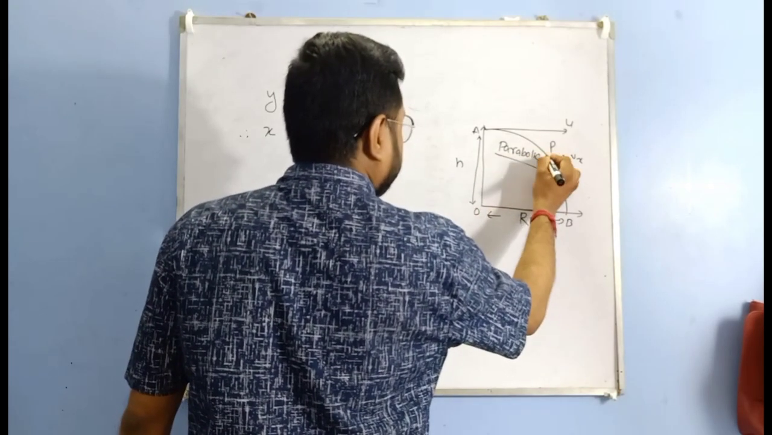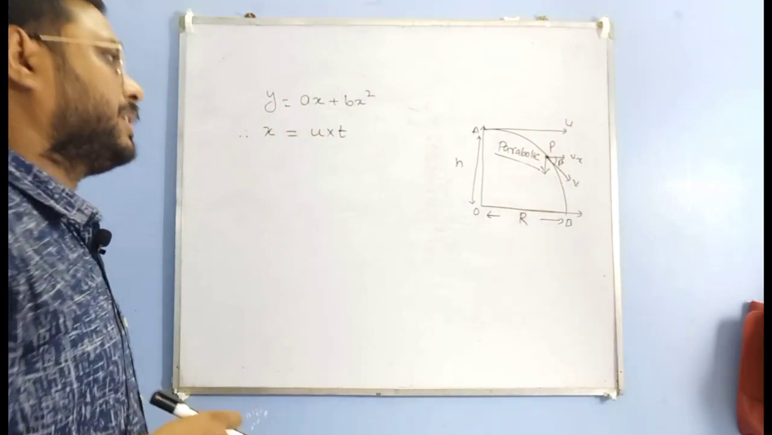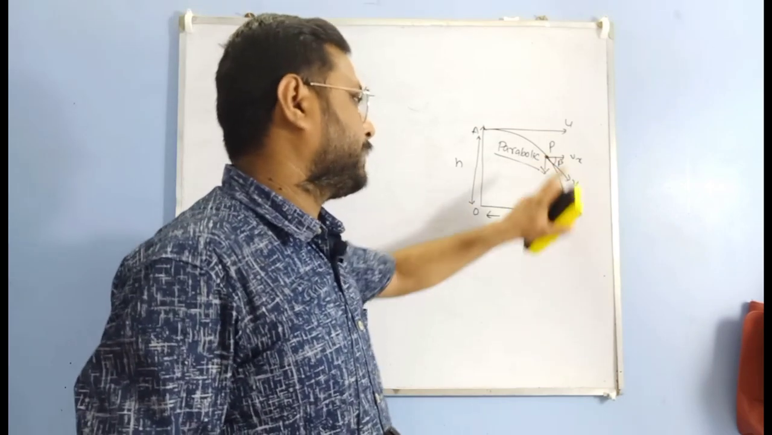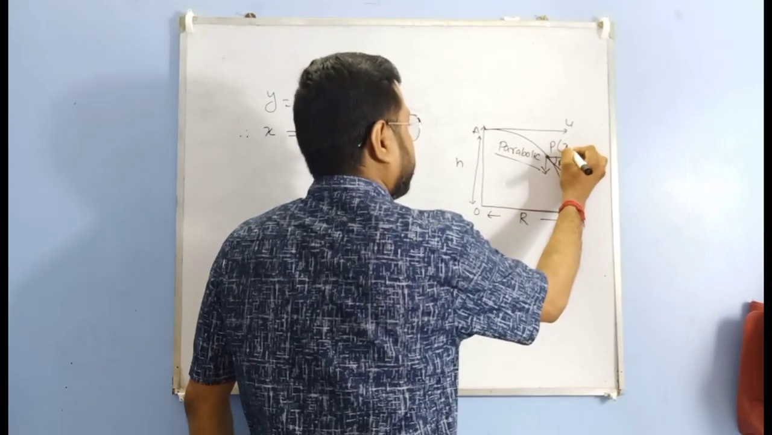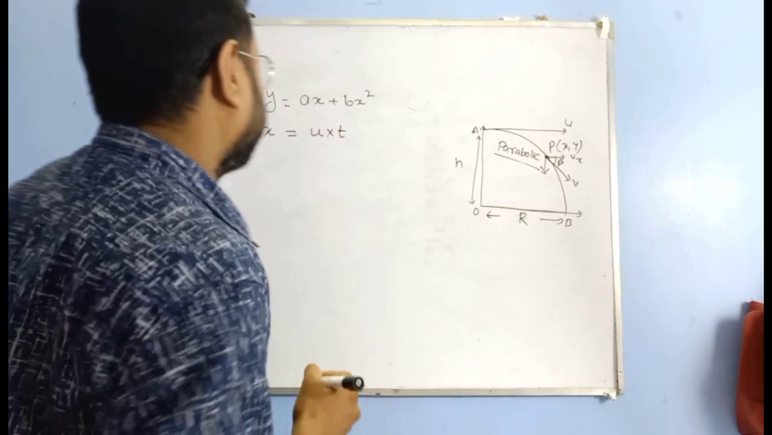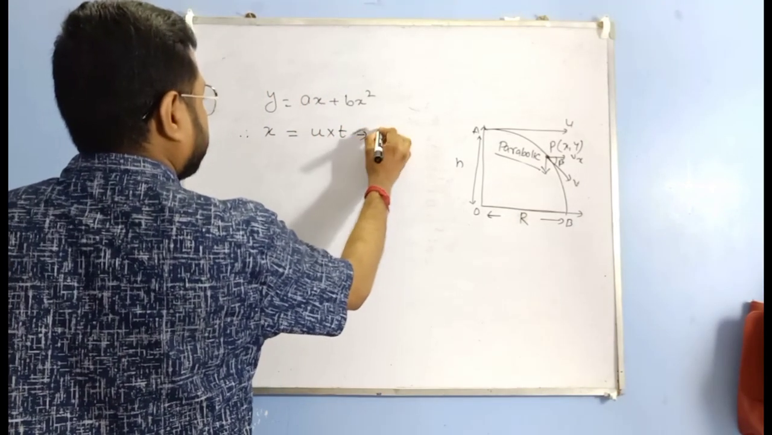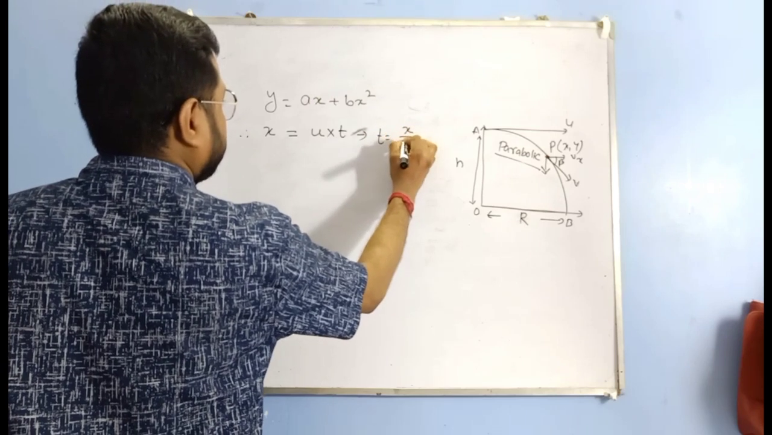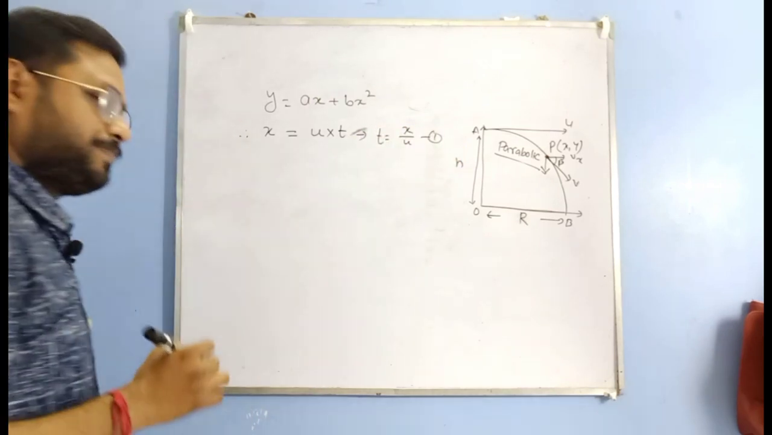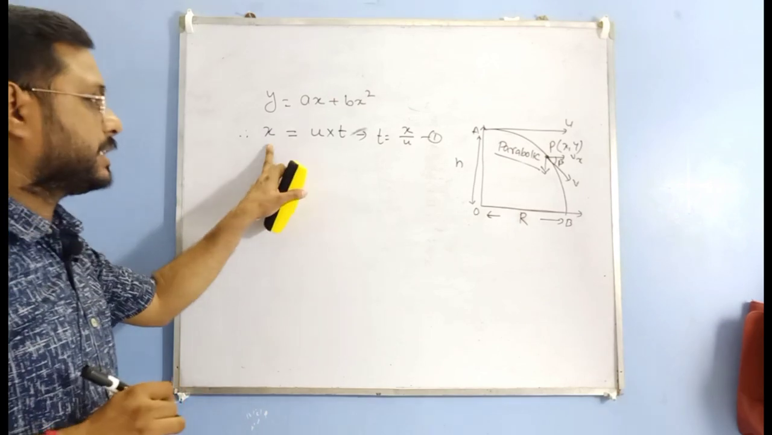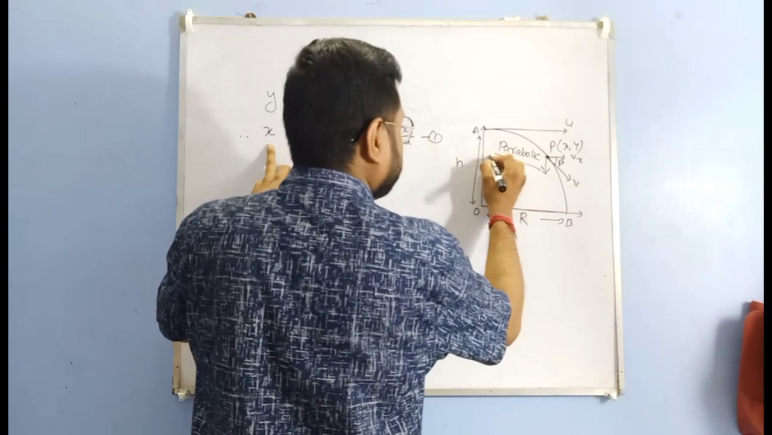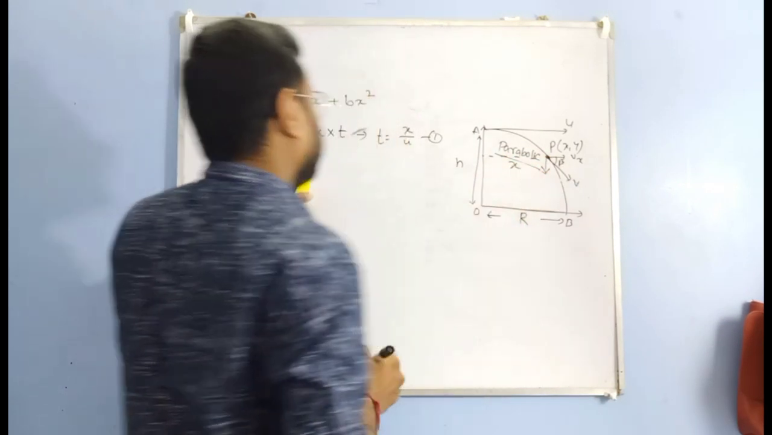At time t, after time t, the particle reaches point P, whose coordinate is x, y. So we can say that x equals ut, or from this equation we can get t equal to x divided by u, number one equation. This is the horizontal distance x, that is this distance.